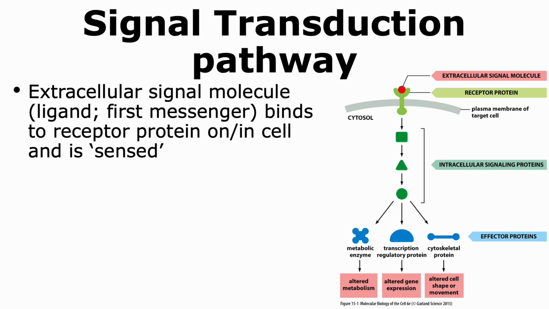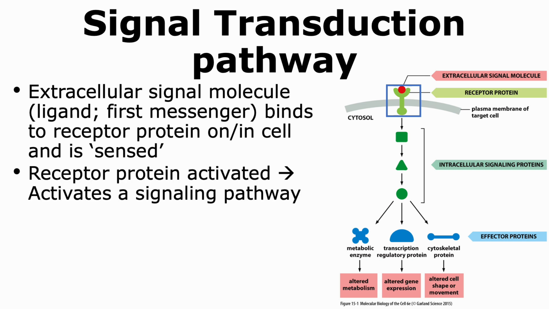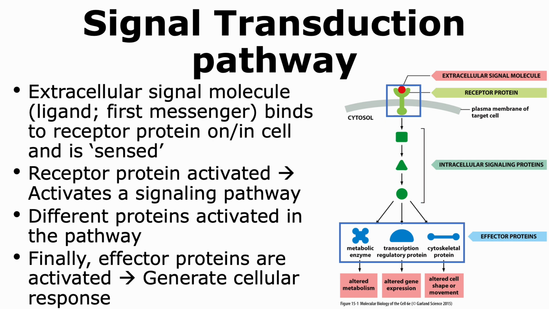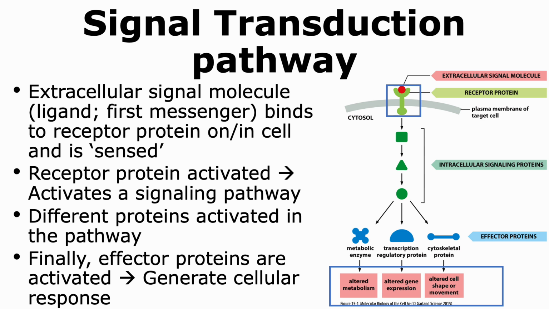The ligand can act as a messenger by activating a process called a signal transduction pathway. The first step of this pathway involves the ligand binding to a protein that is present on the cell called a receptor. This binding activates the receptor protein, and now we see the process of signal transduction. This is where different proteins are activated in the pathway. As we can see, one protein activates another protein, and another protein activates other types of proteins. Thus, different proteins get activated. And finally, effector proteins get activated, and these effector proteins are the ones that will generate a cellular response. This cellular response can be in the form of altered metabolism, or changes in gene expression, or changes in cell shape or movement, or all of the above.